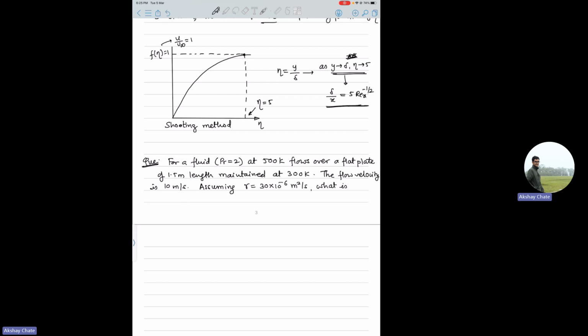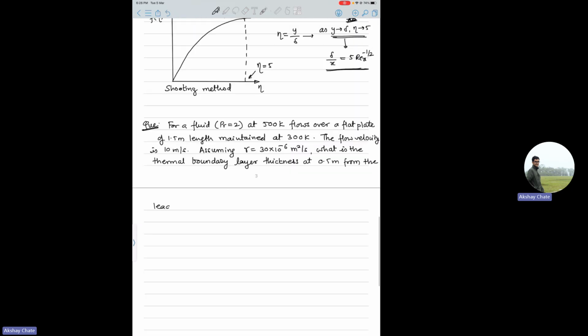What is the thermal boundary layer thickness at 0.5 meters from the leading edge? So this was a data entry type of question, and you have to enter the boundary layer thickness in mm.